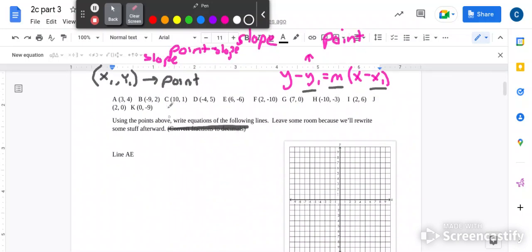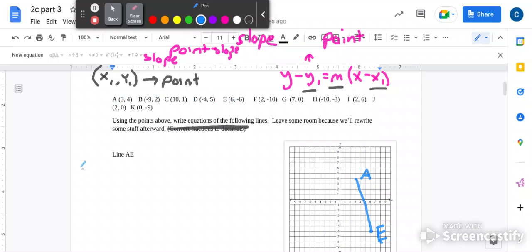So line AE. A is at 3, 4. There's point A. Point E is at 6, negative 6. So here's our line AE, there and there. So 3, 4, and then 6, negative 6.